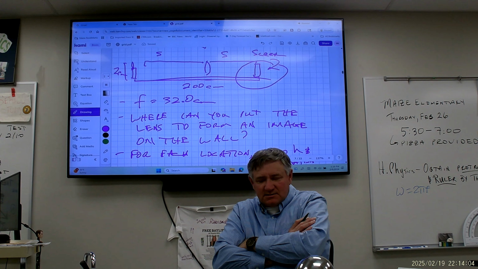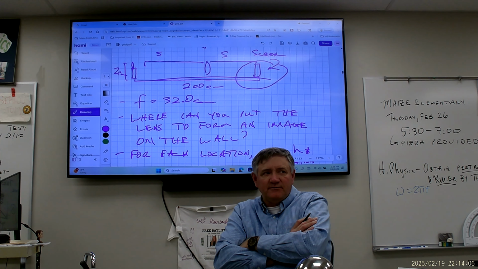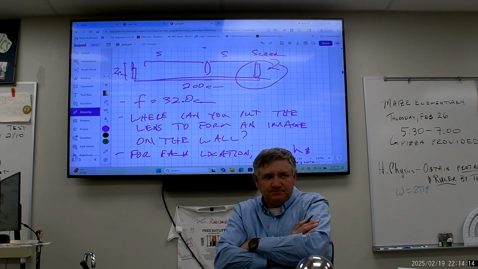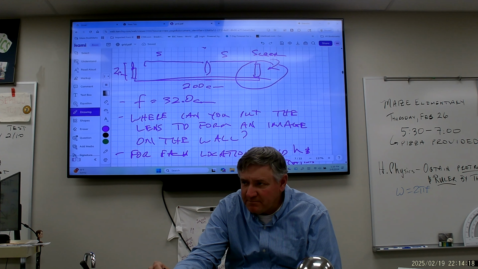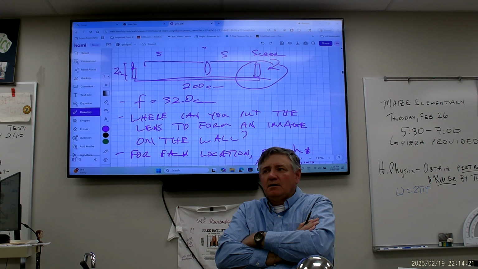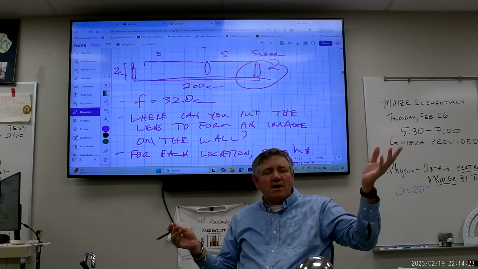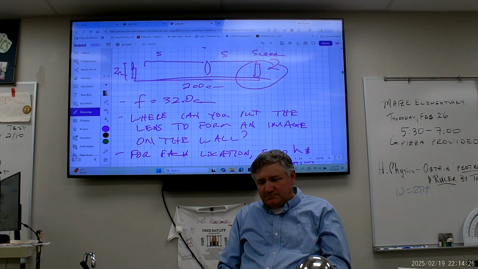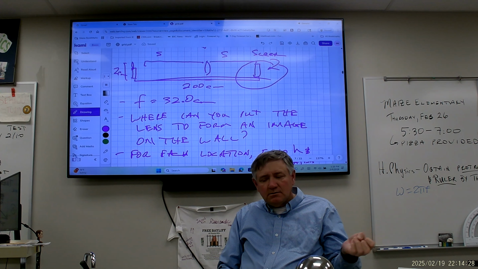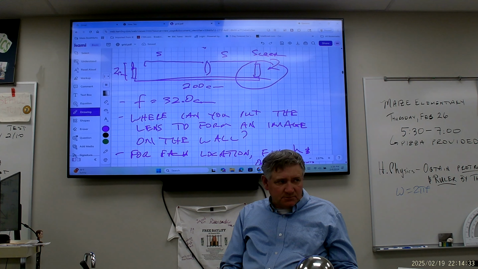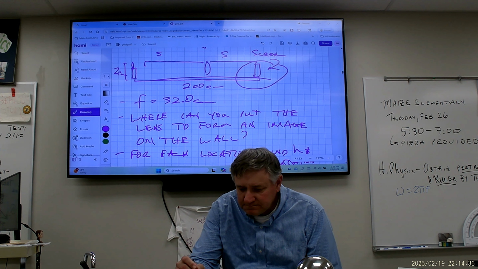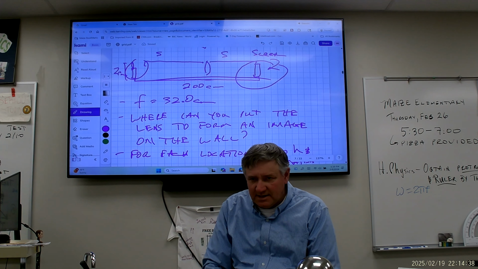what type of lens does it have to be? Concave or convex? Convex. Why do you know it's a convex lens? Because if it was a concave lens, could you even make an image on the other side? No, because it spreads out. So right away, you know this is a convex lens. So what do you know about the sign of the focal length? Positive value. Okay? So, here's the candle, here's the lens.